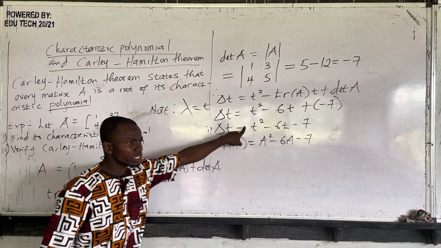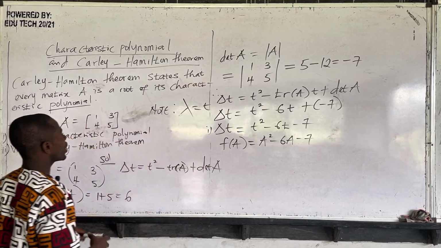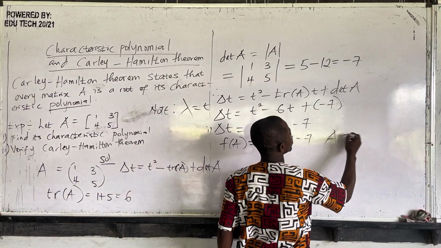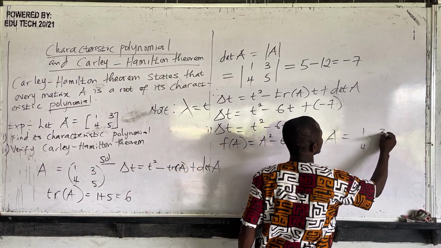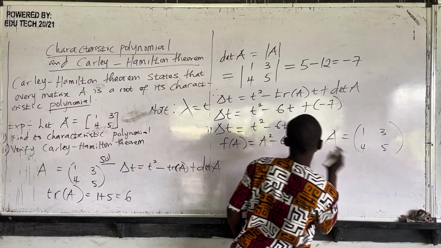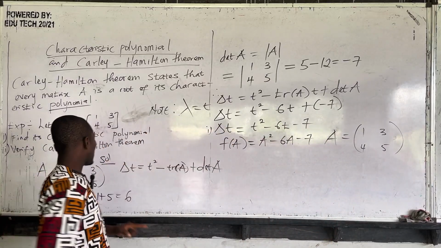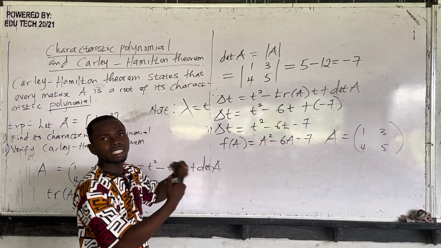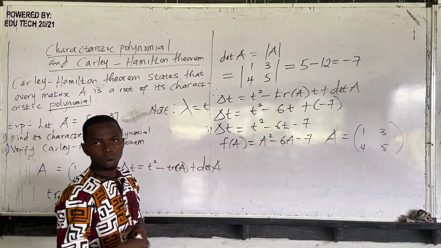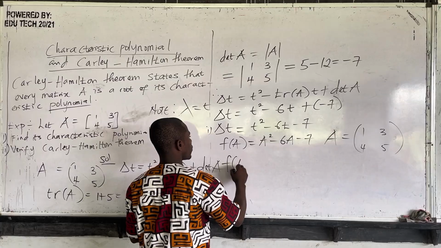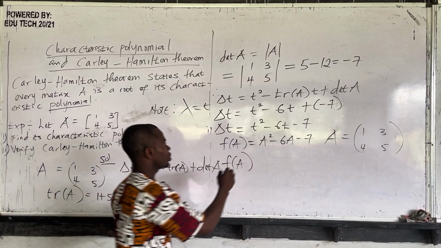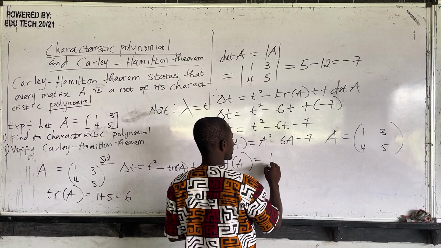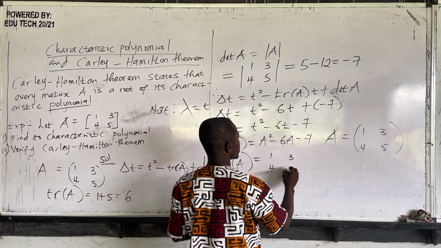I'm still writing this. So according to Cayley-Hamilton theorem, don't forget that our A is 1, 4, 3, 5. So I will now slot in the value to show that Cayley-Hamilton theorem is real, that the matrix A is the root of its characteristic polynomial. I will now use f of A will now be equal to, what is my A? 1, 4, 3, 5.